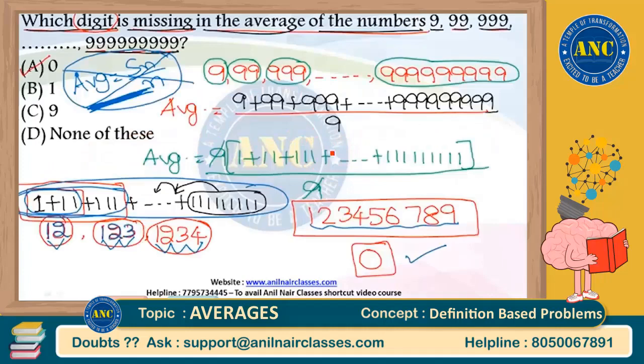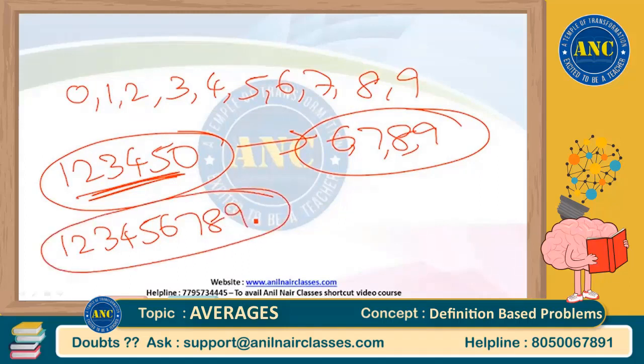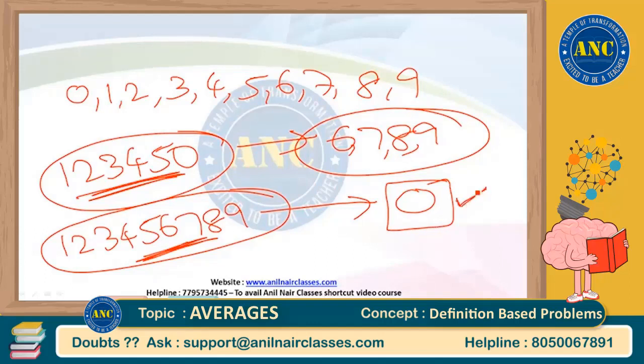What is the answer which I got here? The average I got is 1, 2, 3, 4, 5, 6, 7, 8, 9. In this particular number, which digit is missing? 0 is missing. I am not telling that 0 terms are missing. 0 is a single digit which is missing in that average. That is the meaning of it.